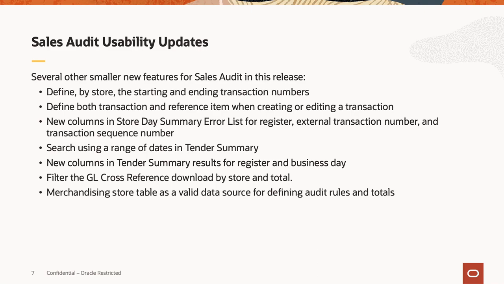Added new columns in the store day summary error list to display the register number, external transaction number, and transaction sequence number. The ability to search using a range of dates in tender summary, as well as new columns added in tender summary results for register and business day. The ability to filter the GL cross-reference download by store and total, and the usage of the merchandising store table as a valid data source for defining audit rules and totals.